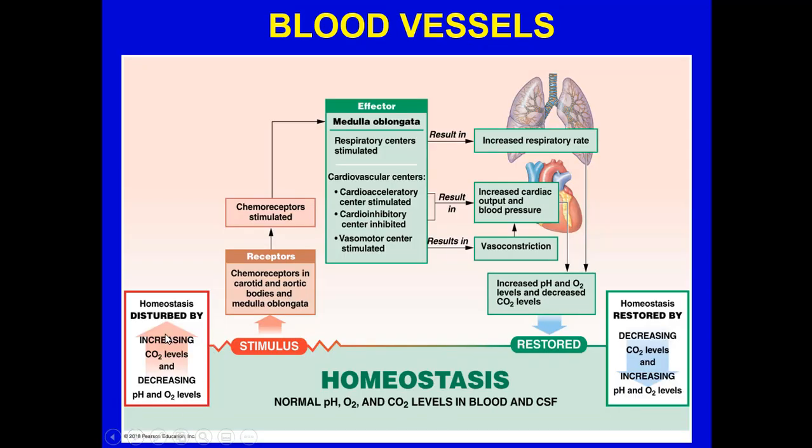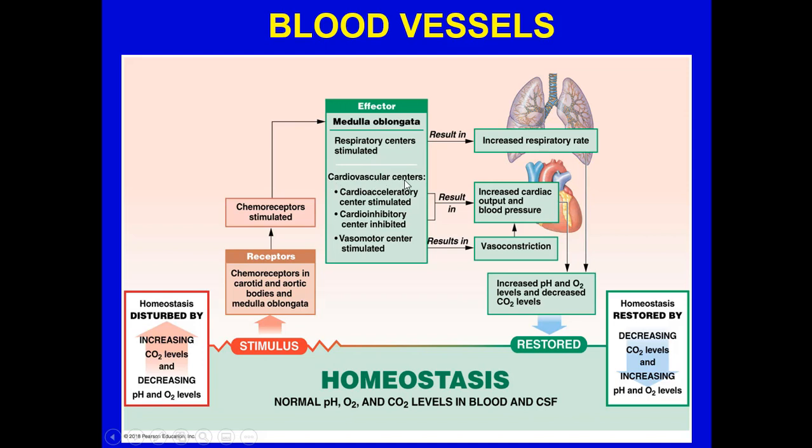Now, here's a couple of pointers here. Let's say I've got increasing CO2 levels and a decreasing pH, which means the blood's getting more acidic, and I'm also having decreased O2 levels. What happens? This is where the chemoreceptors come into play. You will see the carotid and the aortic bodies and the medulla oblongata all signaling. The effector will be the medulla oblongata. You will have the respiratory center stimulated to increase gas exchange.